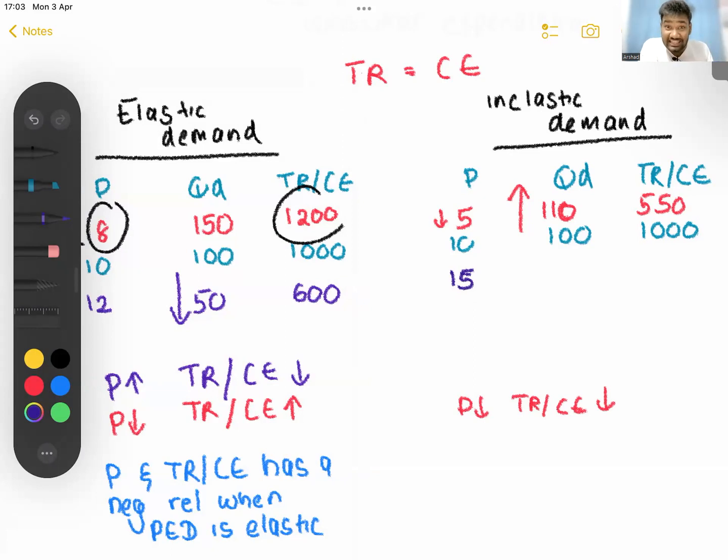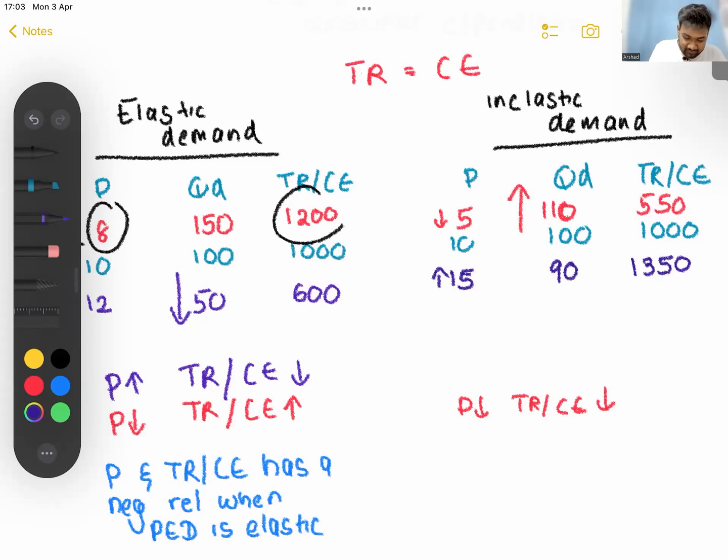If the price increases from 10 to 15, law of demand, QD has to decrease. So decrease to how much? Maybe let's say it goes down to 90. Small decrease, 10% fall. Okay. So then how much is my total revenue now? Now my total revenue is 1,350.